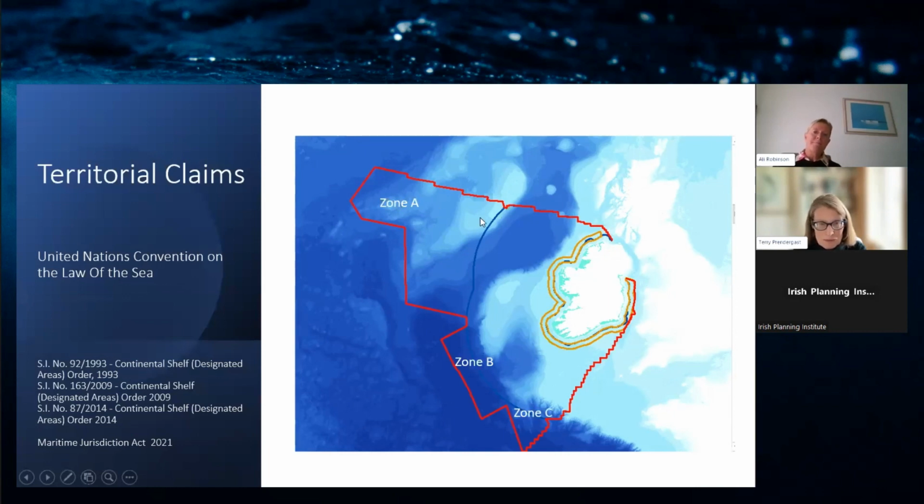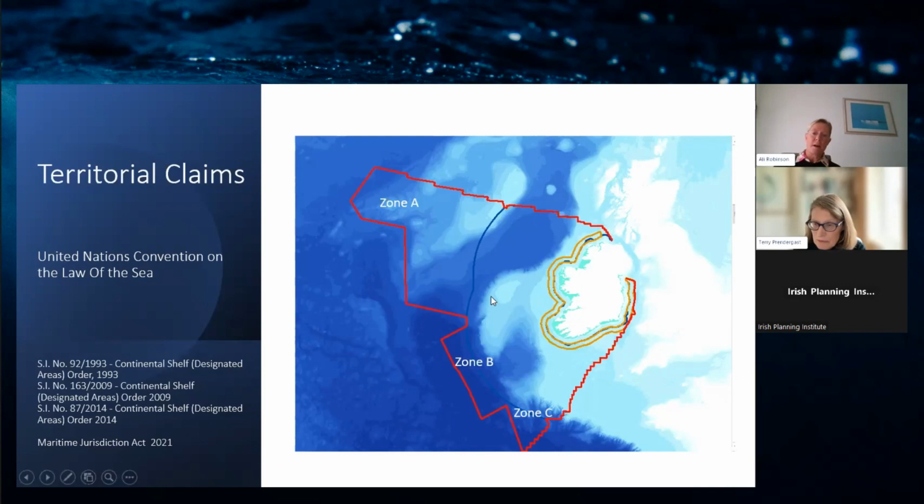So Zone A, there is a claim into the UNCLOS, which is the United Nations Convention on the Law of the Sea, and Ireland has exercised rights over this area through these different orders, continental shelf orders for each of these three zones. Zone A is currently contested by the Faroe Islands, Iceland and Ireland. Zone B is uncontested, and Zone C is contested by the Hatton-Rockall states, which is France, Ireland, Spain, and the UK.